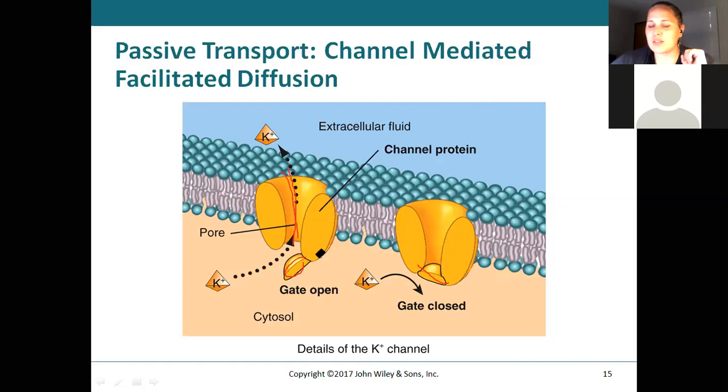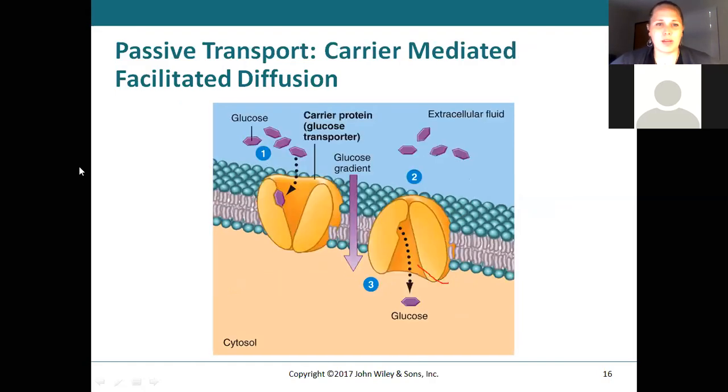When we get to the nervous system, we talk about action potentials, which is how nervous cells fire. We'll talk a lot more about this channel and this gate, but at this point, I wouldn't get too into describing this particular figure. Just recognize that there are channels that mediate facilitated diffusion. But we will talk about it more later.